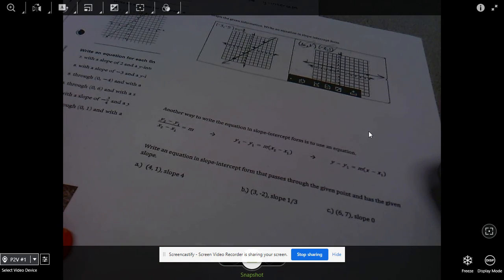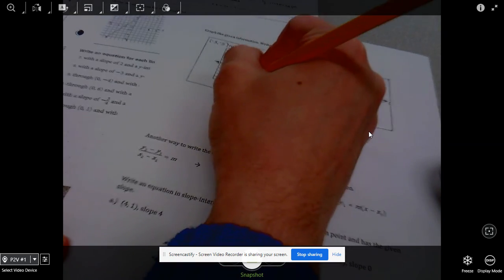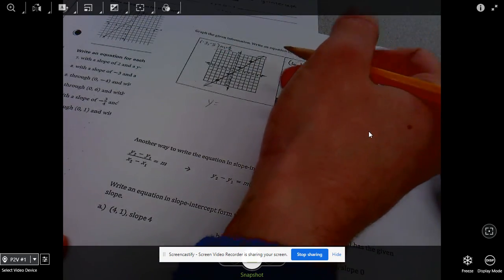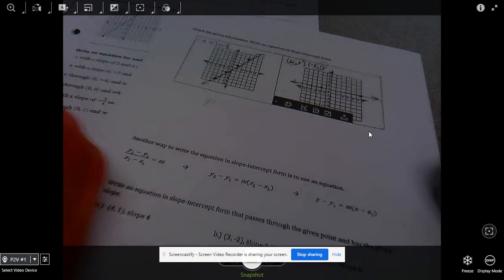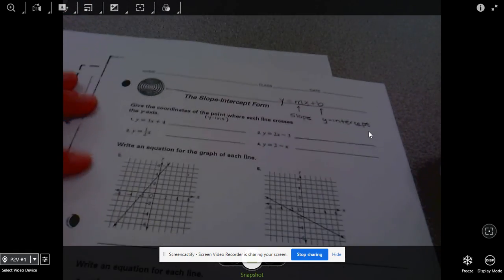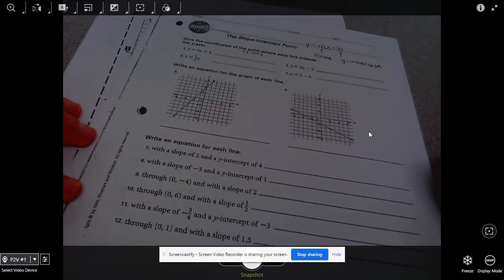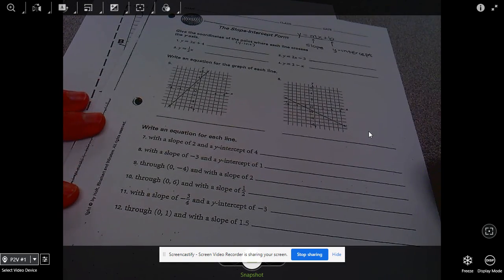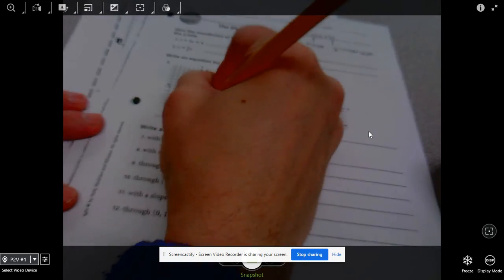Now, there's many ways to write an equation in slope-intercept form. Okay, so if you're given a slope and you're given a y-intercept, you can write an equation. So let's look at this page for a second. The next page. It says, write an equation for each line. It says it has a slope of 2 and a y-intercept of 4.